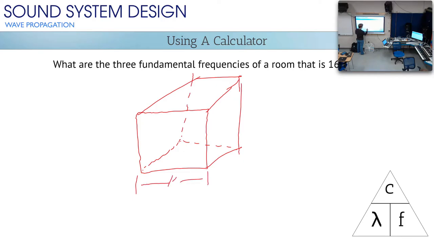So that's 16 feet. We've got floor to ceiling, and that would be our 8 feet. And then we'd have front wall to back wall, and that would be our 6 feet. Okay? So there's potentially 3 fundamental resonant frequencies that could exist inside this room. And knowing that, then you could figure those out. Okay, so I think there's a question on the worksheet where you could sort that out, okay?